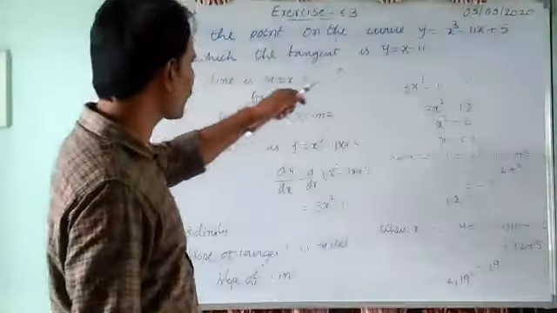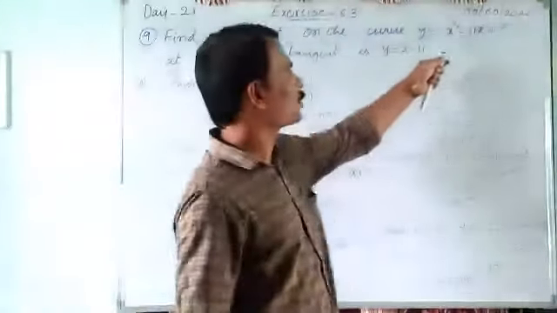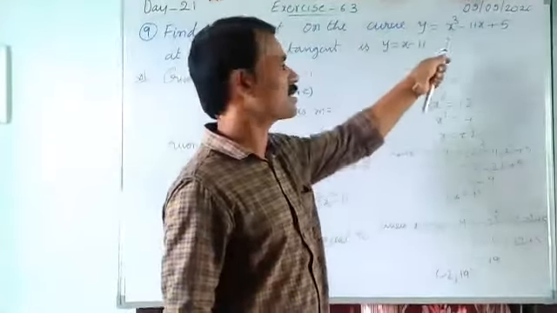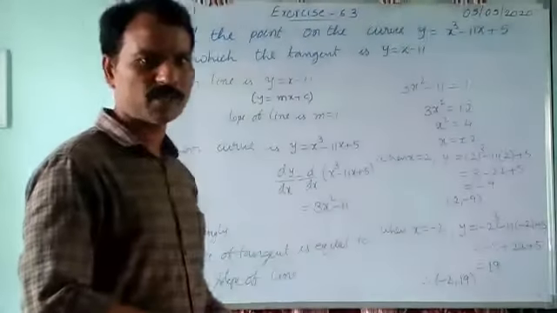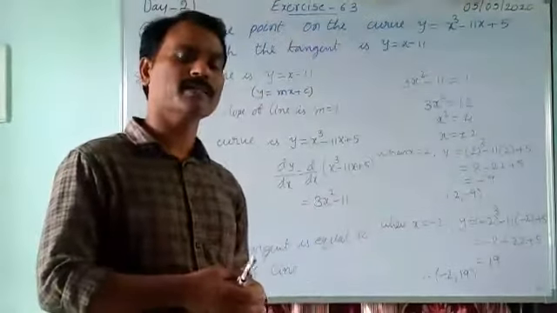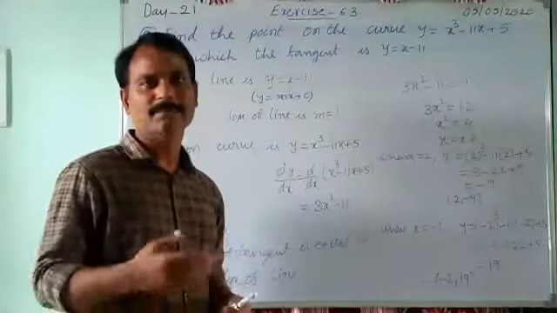y is equal to x cube minus 11x plus 5 at which the tangent is y is equal to x plus something. That means this is the tangent to this curve. This is the actual straight line equation. This is the curve. For this curve, this line is a tangent, which means both slopes are equal. No need of parallel. Already you know that, guys, a line is parallel to itself.